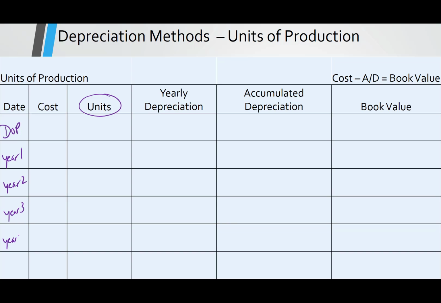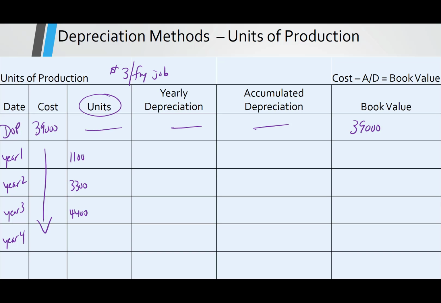So we know the number of units each year. Obviously nothing's going on here the first year, and our book value is our $39,000. Now we said our depreciation expense per unit is $3 per fry job, so we're going to put that there. And we will now fit in the number of units: 1,100 here, 3,300 in year 2, 4,400 in year 3, and 2,200 in year 4. We will simply multiply this by the rate, $3 per job. To get our yearly depreciation for year 1, we will simply take that 1,100 times 3, and notice that we will get 3,300.